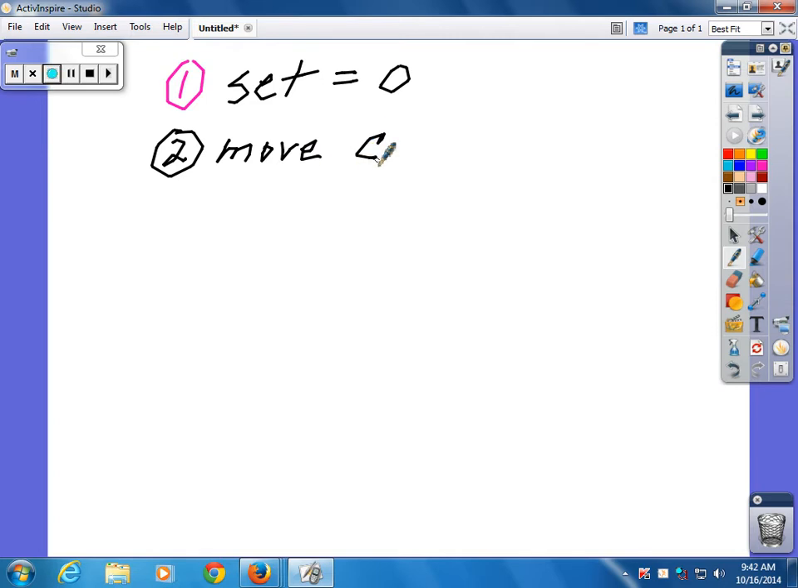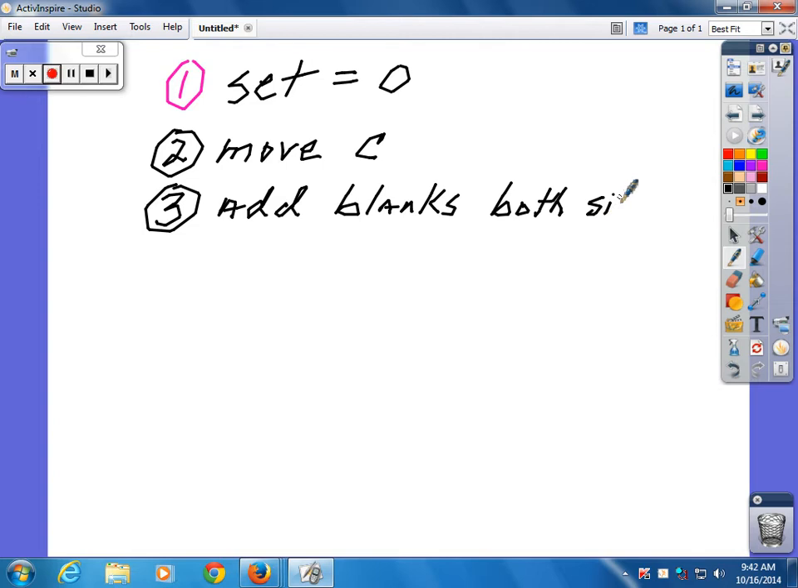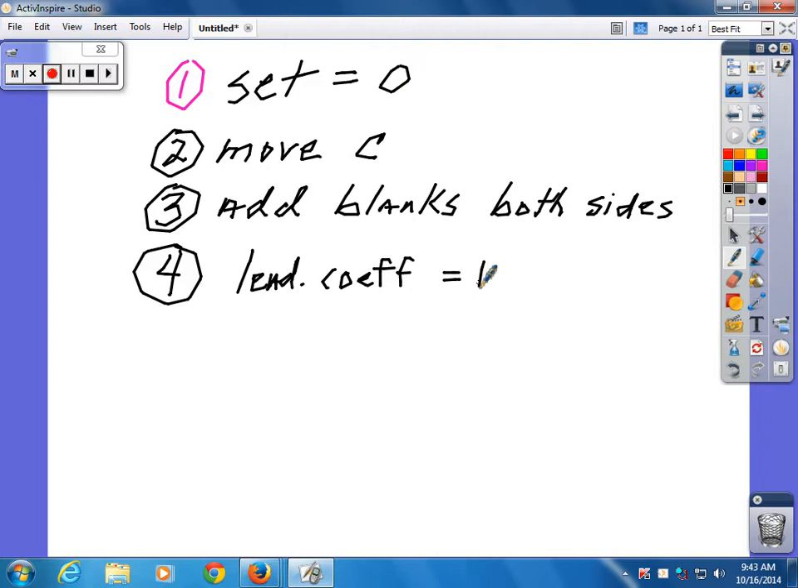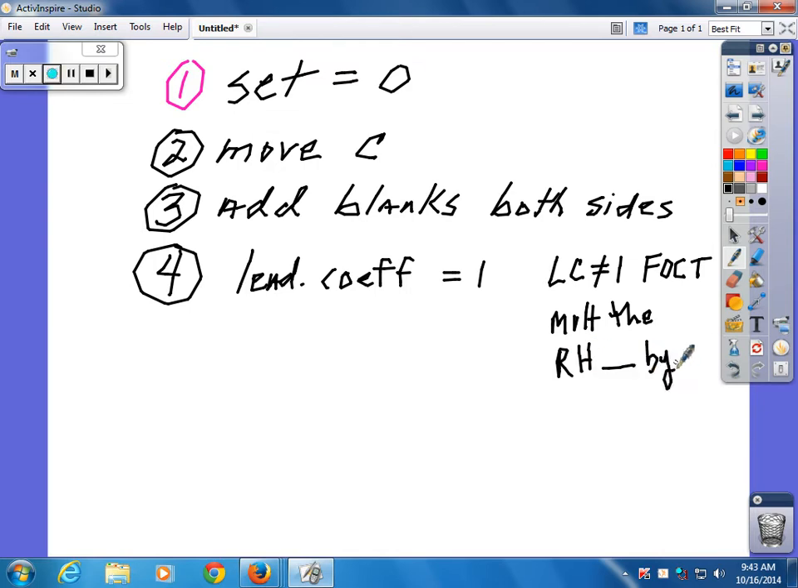And add blanks. Now you can put add blanks out here, or you can do number three, add blanks, it doesn't matter. Number four, this is where you need to make sure that A, or the leading coefficient, which is the x squared term, is equal to 1. If it's not, you have to factor out the common term. And when you factor out the common term, that means that you have to multiply the right-hand blank by the factor, whatever you factored out.